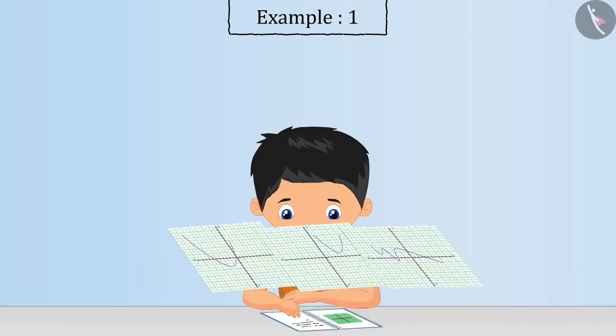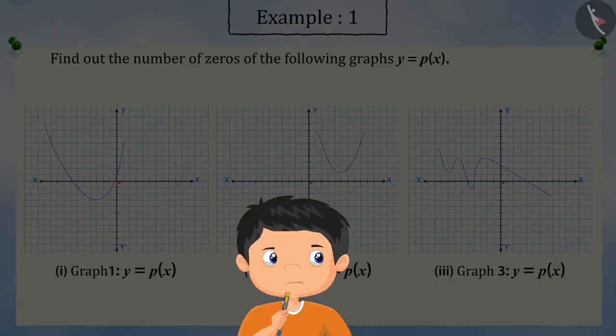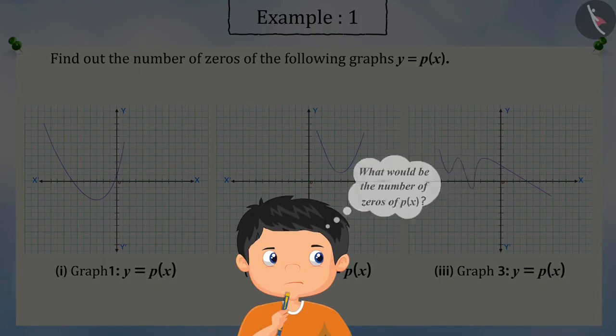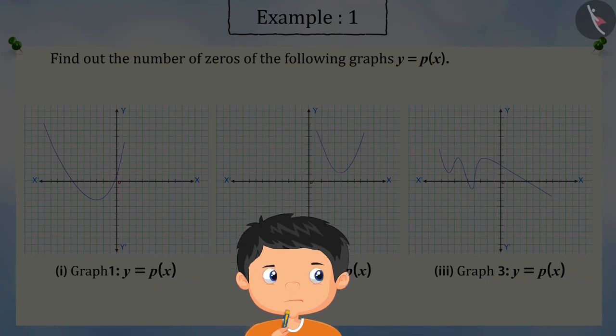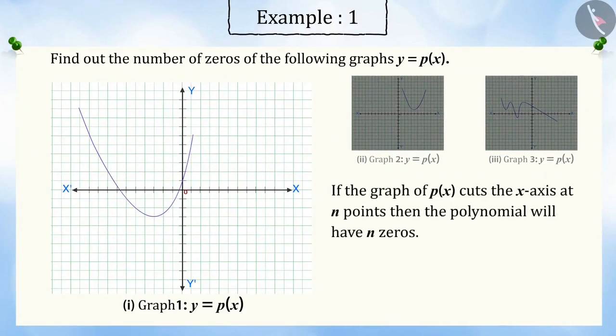Mohan is looking at the graph of y is equal to p of x in his brother's book, and he's trying to find the number of zeros of p of x. Mohan had studied this concept in his maths class, but he doesn't remember it properly. Let's try to help Mohan. Mohan remembers that if the graph of p of x cuts the x-axis at n points, then the polynomial will have n zeros.